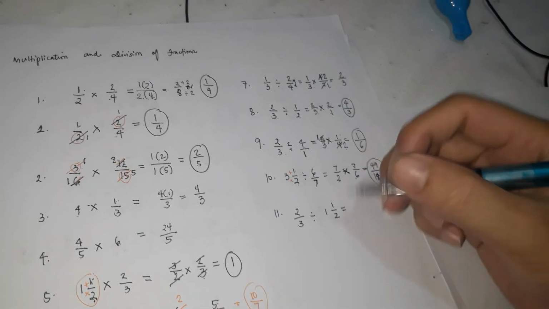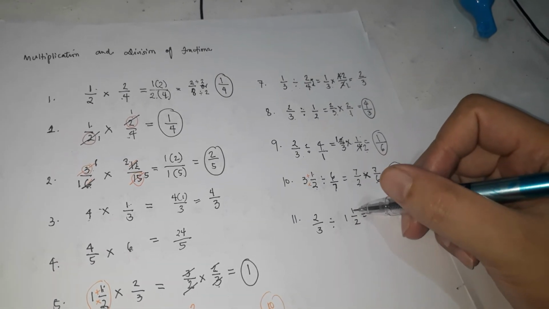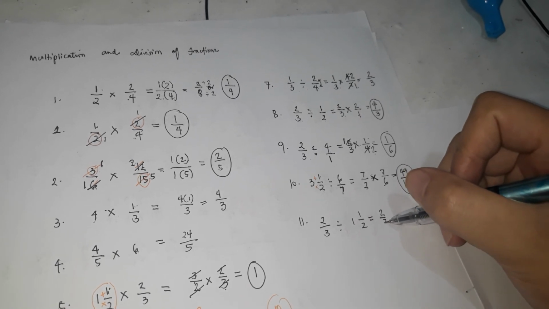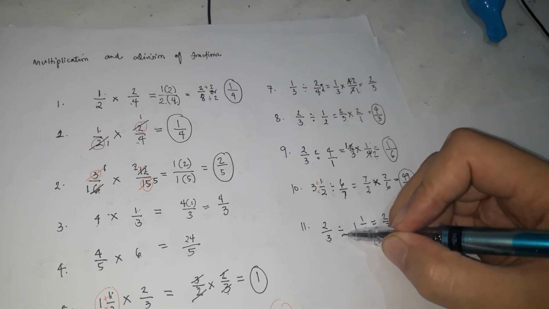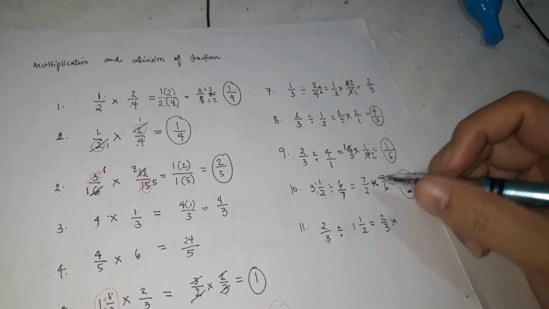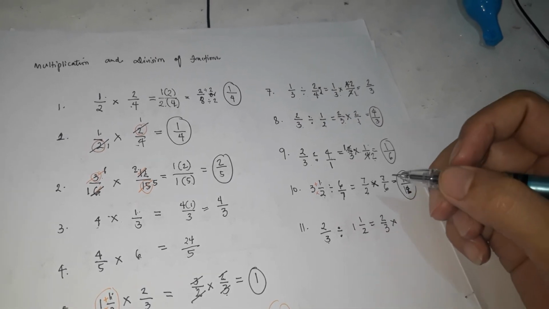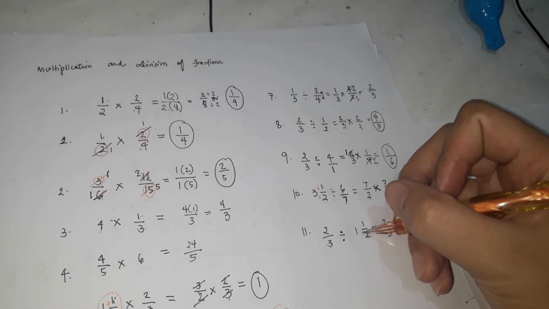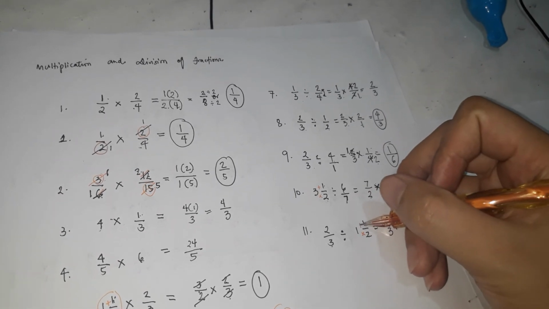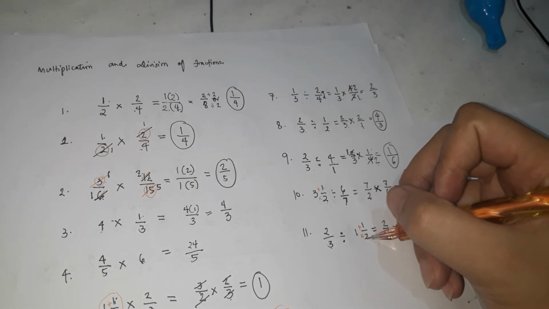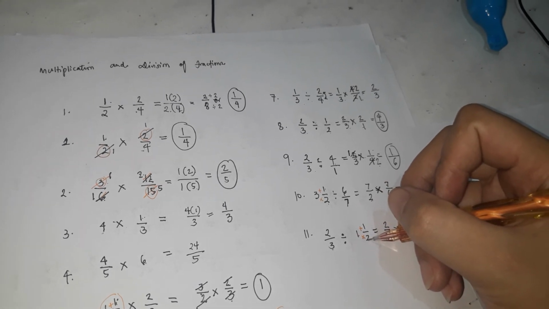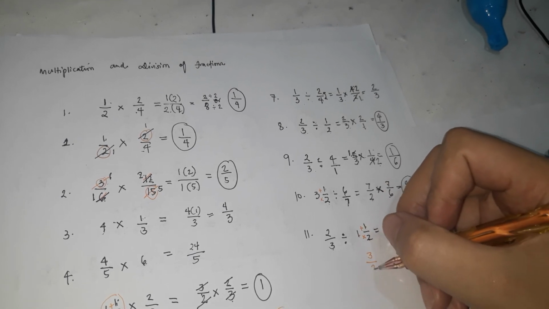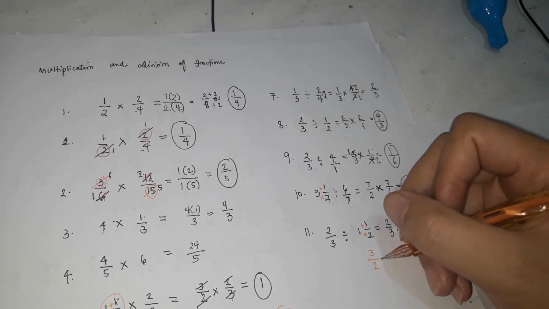Last one. 2/3 divided by 1 and 1/2. 2/3, it's 2/3. Copy yung pinakauna. Ang division magiging multiplication. Ito muna, you're going to change this to improper fraction. So, improper fraction magiging times plus. So, magiging 1 times 2. It's 2 plus 1. It's 3. 3 over 2. Pero, kailangan mo nang baliktarin.